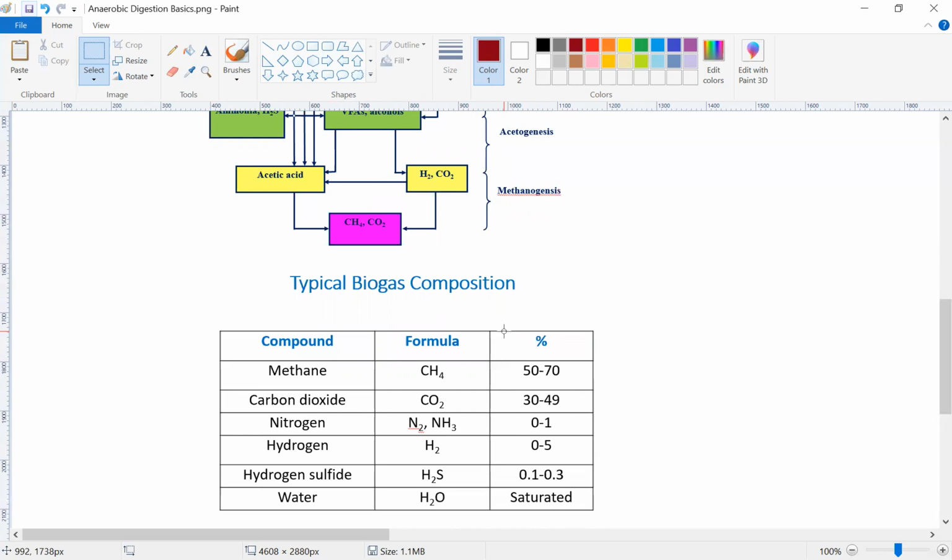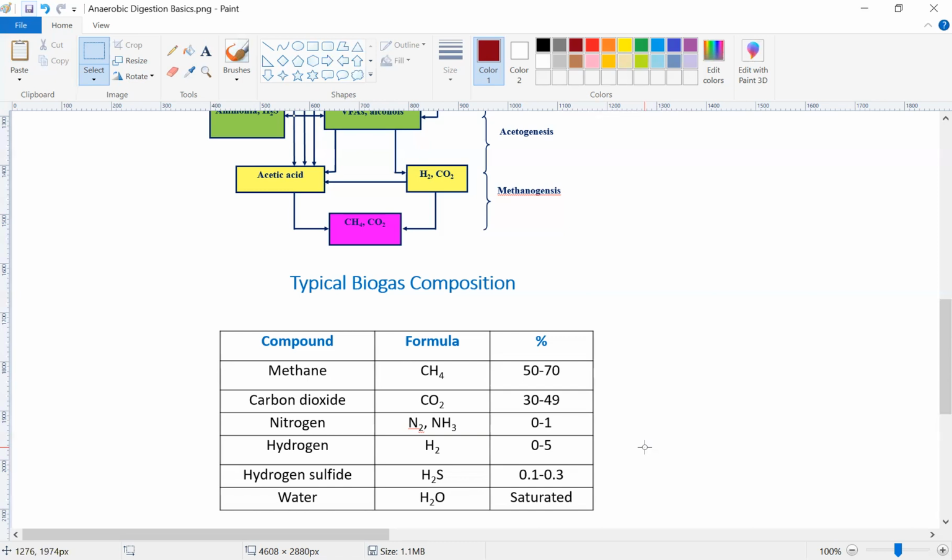Hydrogen can reach 5%, depending on whether you manipulate the conditions to produce more hydrogen. Hydrogen sulfide is also a bad gas that can cause problems to the reactor and to the biogas utilities later on. It is really bad for humans too, so it should be cleaned before the biogas is used. And water vapor is at saturation, because digestion is happening at higher temperature, so you could expect high moisture content in the biogas.